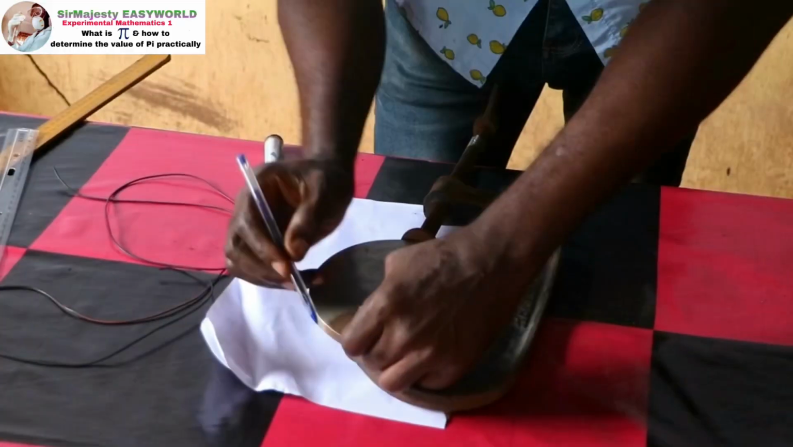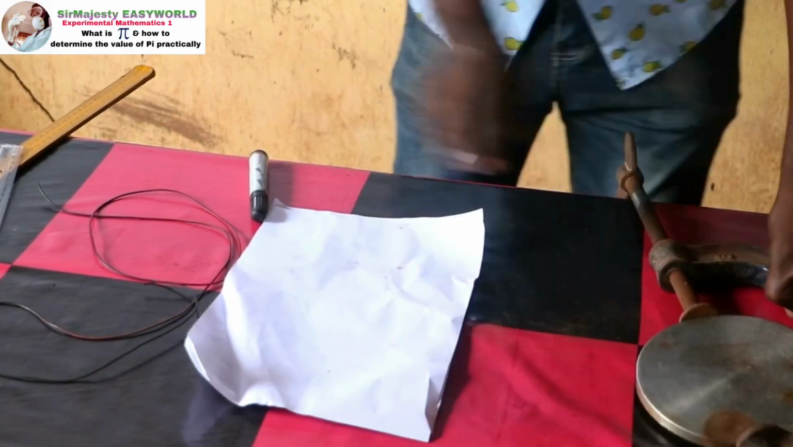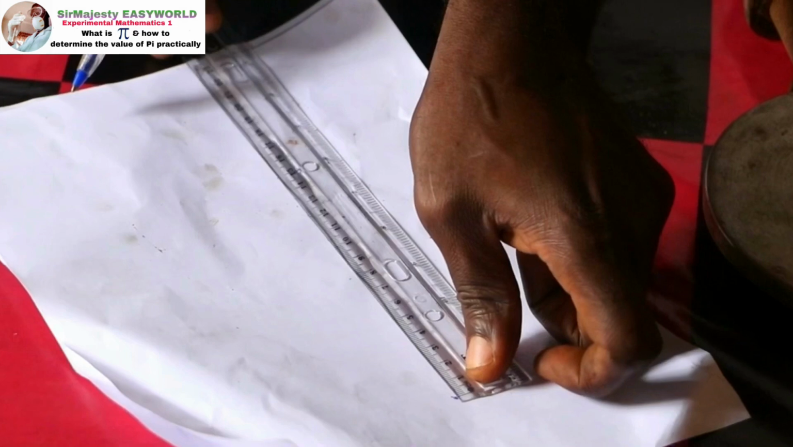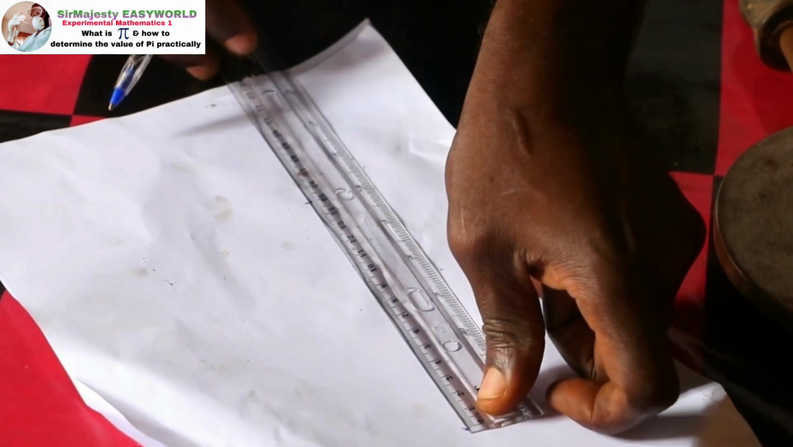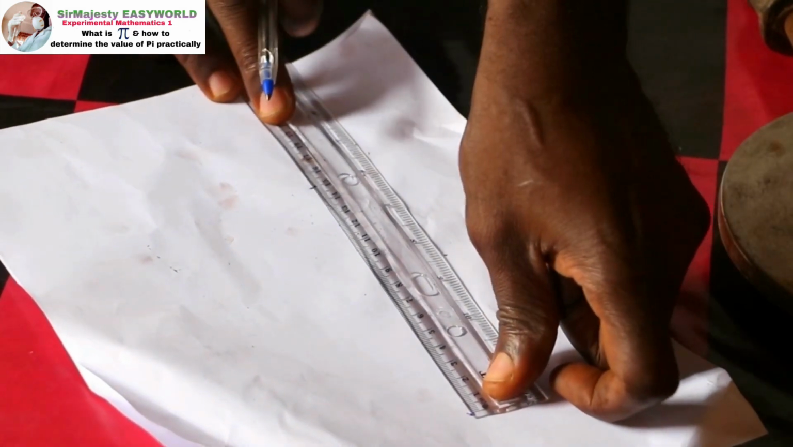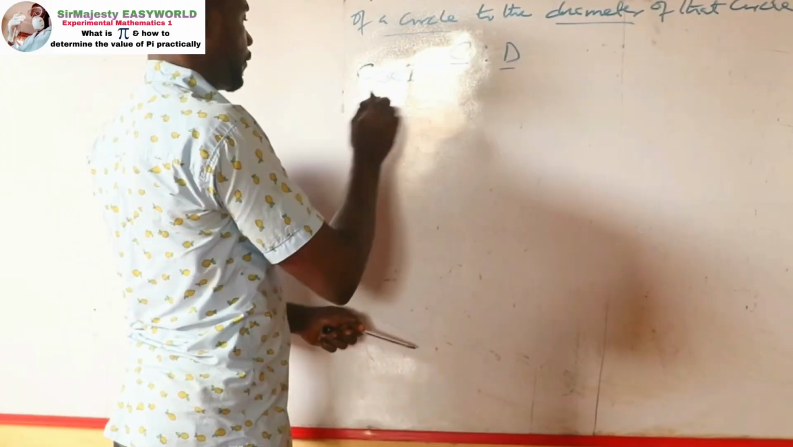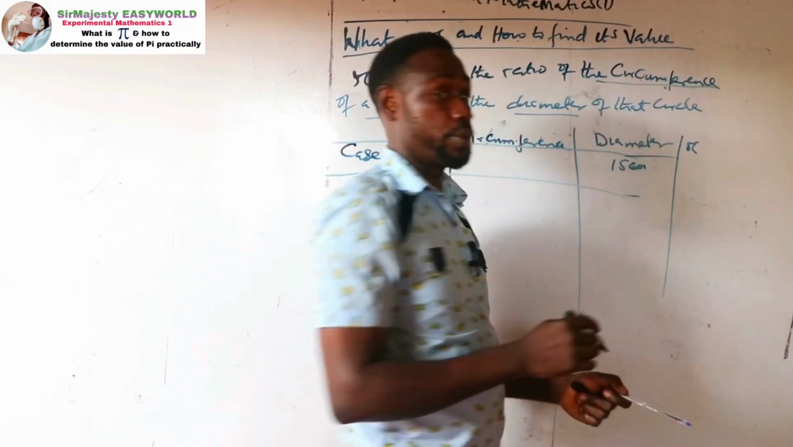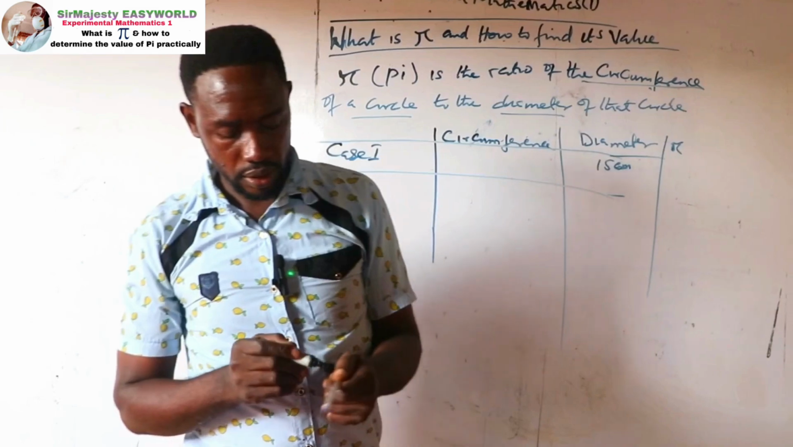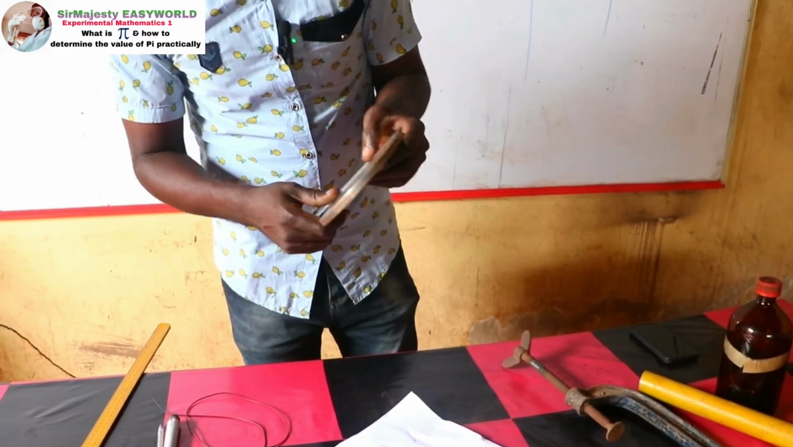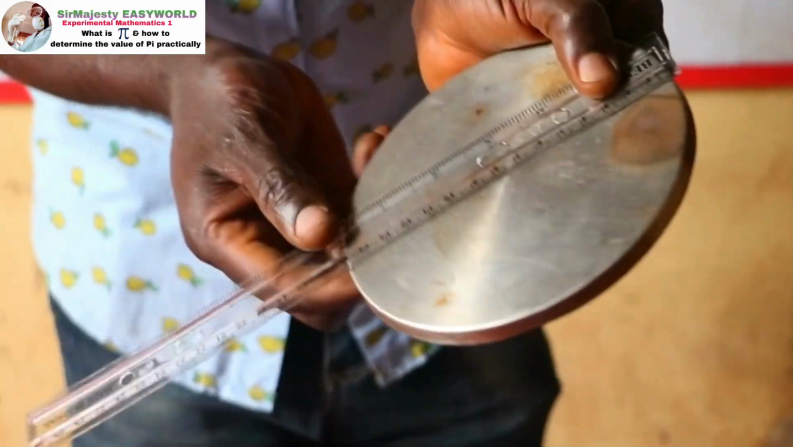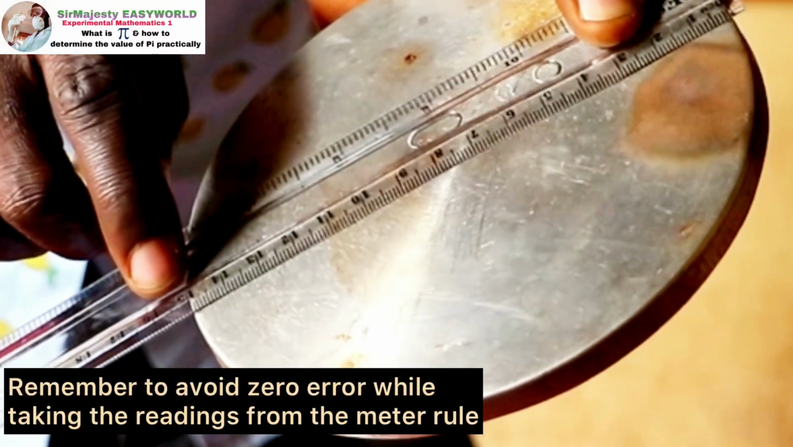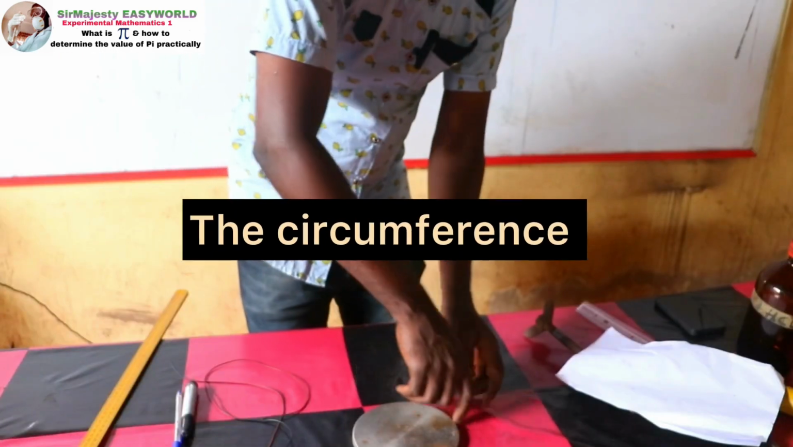As you can see now, I have to determine the diameter of this circular object. On my metal rule, it is reading 15 cm. That's the diameter of the first object I'm trying to use to determine the mathematical constant. So I have to record it, 15 cm. Then let me now determine the circumference by using a thread. Also, you can equally measure directly. If your ruler can pass through the center of the circle, it is still showing 15 cm, the external diameter.